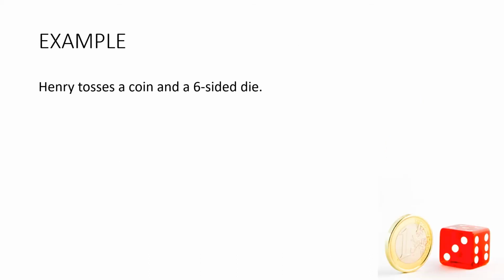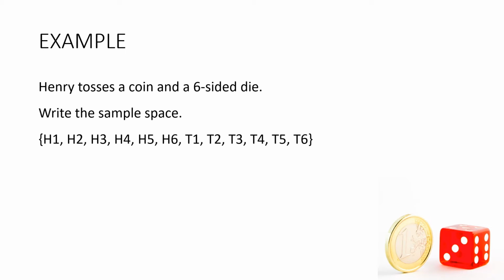Here's an example. Henry tosses a coin and a 6-sided die. Let's write the sample space. So we're going to have heads and tails, and we're also going to have 1, 2, 3, 4, 5, 6. So we can get a head and a 1, a head and a 2, head and a 3, head and a 4, 5, 6. Can you see all of those? And then we can get the same with the tails. Tails 1, tails 2, 3, 4, 5, 6. So there's 12 outcomes altogether.